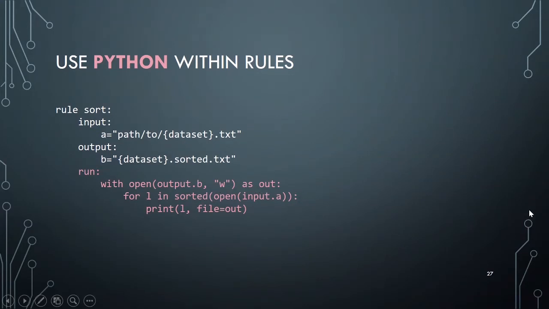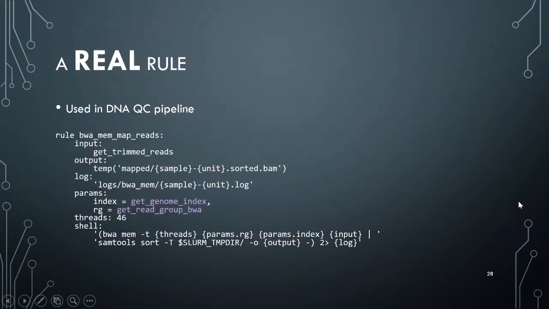Here's an example of a real rule that's actually implemented in our DNA QC pipeline. This is just a step that's mapping DNA reads to the genome. One thing I didn't mention in the previous slides is that you can actually use functions for the input and the parameters. This is getting quite a bit more complex than the previous examples. In this case, you have an input, which is get trimmed read. In my case, I wanted it to automatically detect whether it was single end or paired end, and it was also looking for trimmed reads.